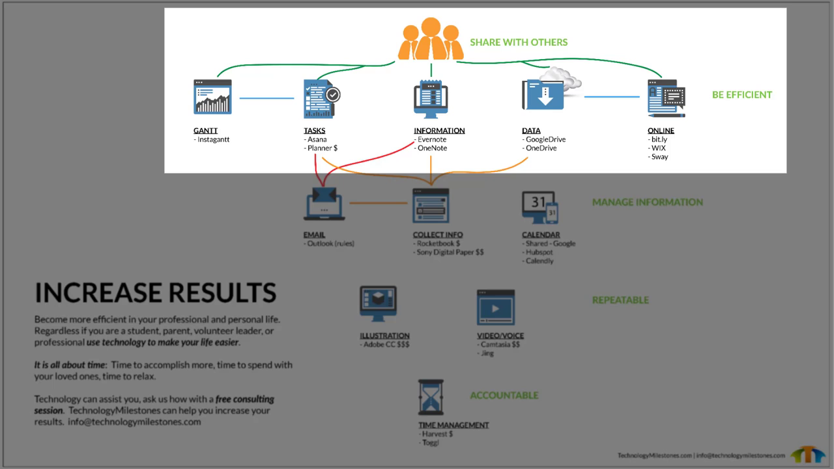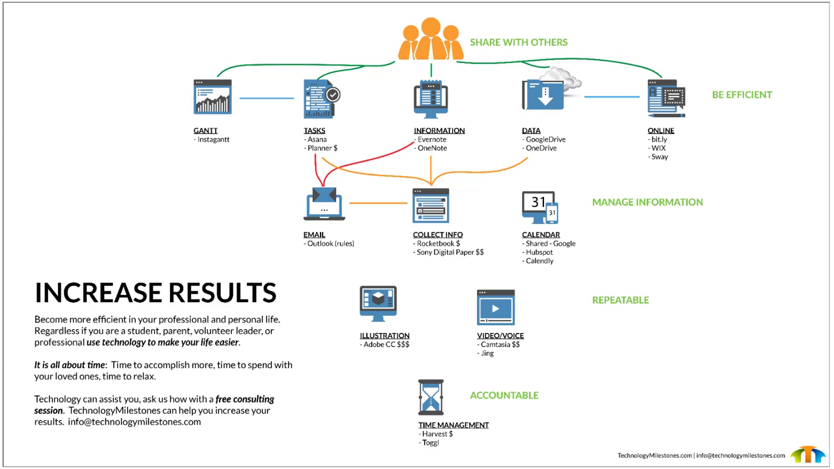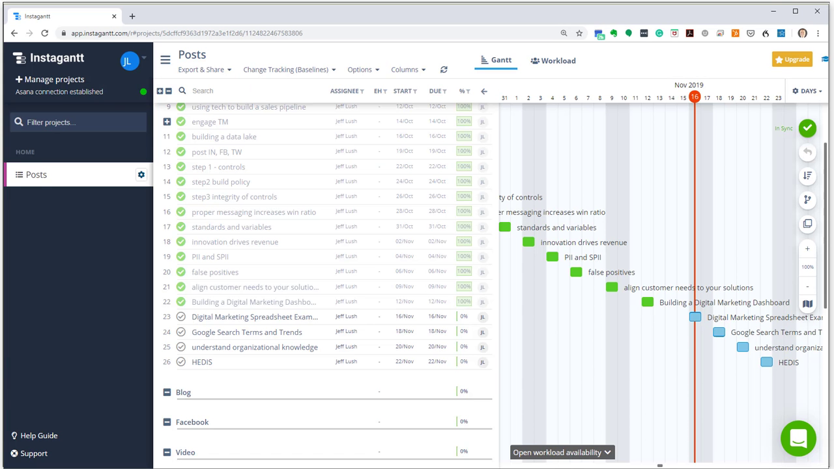Notice here on this drawing that a couple of the items have dollar symbols behind them. That represents that there's a cost associated with that technology. But in most cases, as you see, all of this is free. So let's go ahead and spend a few minutes here looking quickly at each one of these subcategories to help you be more efficient.